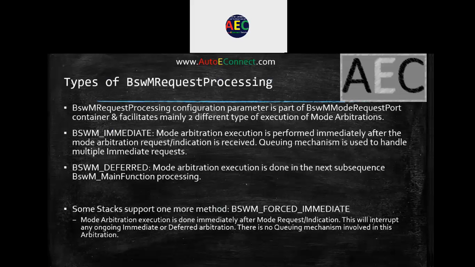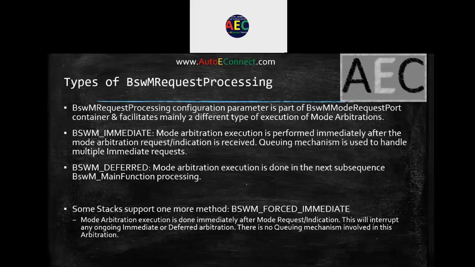Okay, similarly we have BSWM request processing. There are different ways of doing this. Let us see. The BSWM request processing configuration parameter is part of a container. If you look at the containers of this BSWM, you will see one container called BSWM mode request port. We will be looking more into the details of what the configuration of this BSWM mode request port contains. But for now, this BSWM request processing configuration parameter is part of this container. And there are two different types of execution of this mode arbitration based on the value that you configure for this request processing.